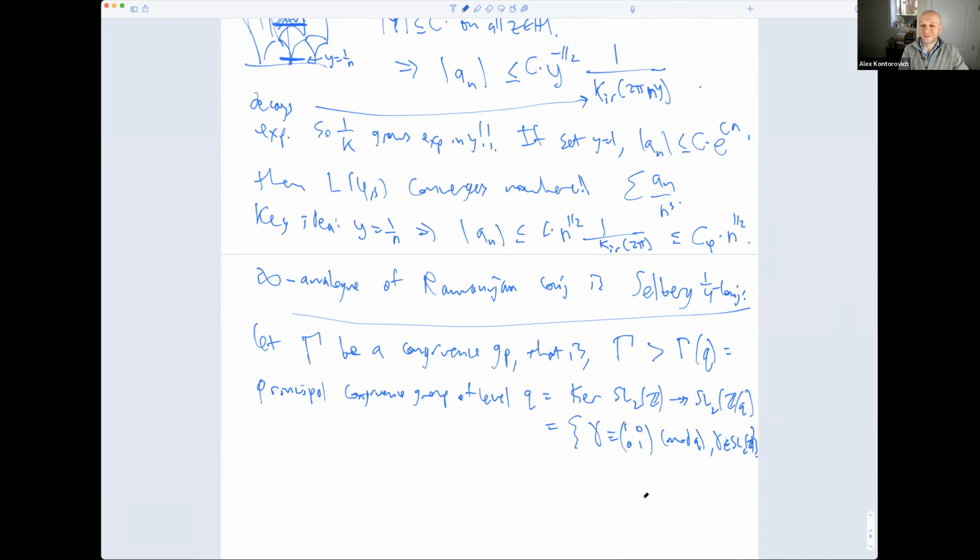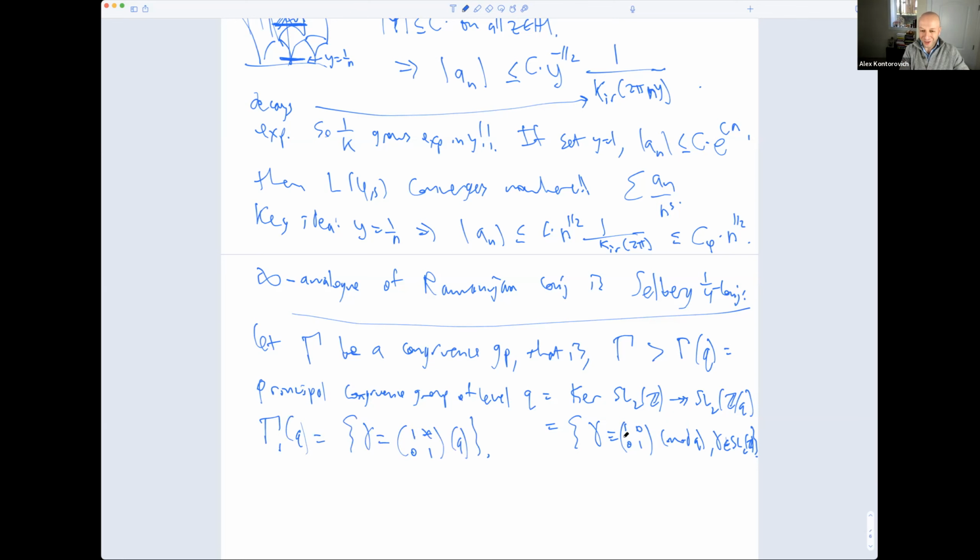Sometimes they require zero only in the lower left corner. So there are different congruence groups. This is the principal congruence group. Then there's gamma 1 of Q, which is the gamma is upper triangular mod Q. And then there's gamma, I'm sorry, that's gamma 0. Gamma 1 is that you're unipotent mod Q.